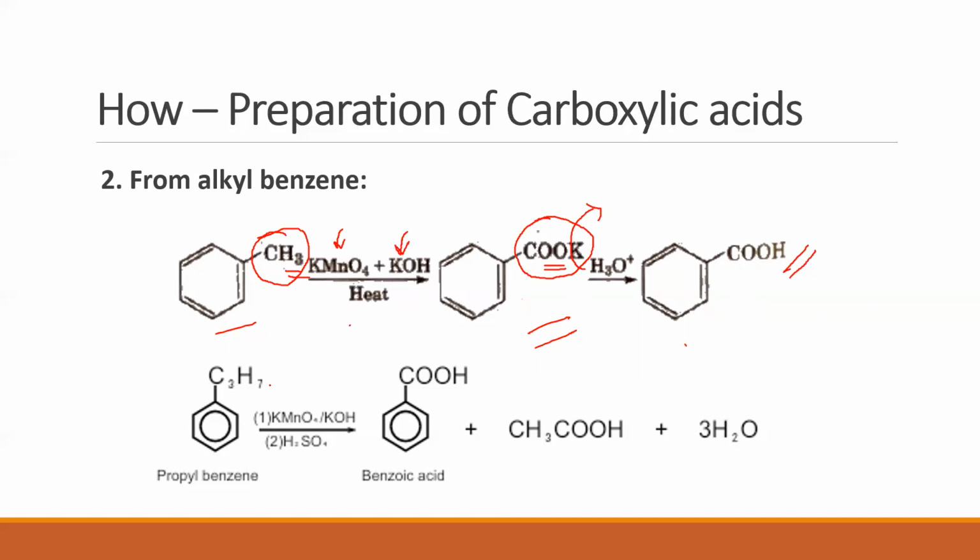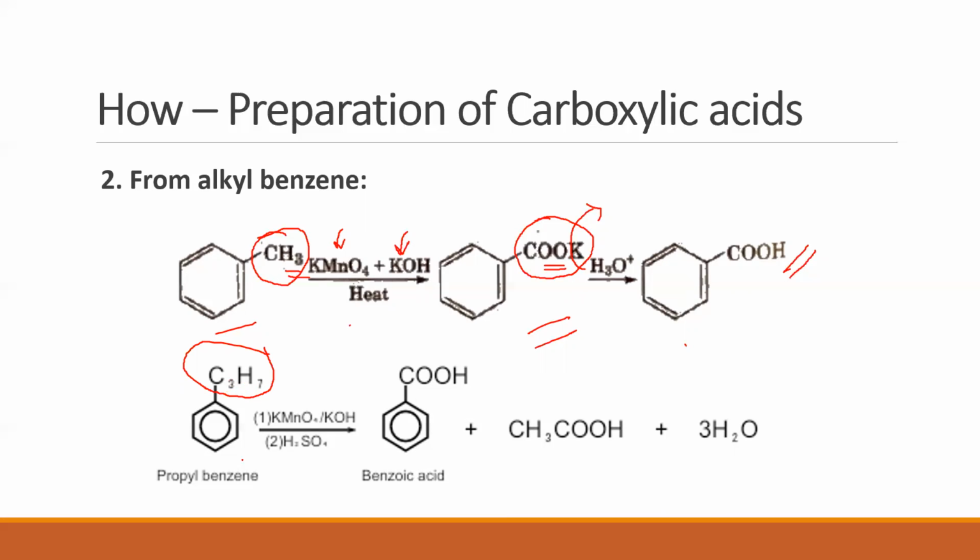This is one more example. Here we are taking propyl benzene. Now the earlier one was methyl benzene, which is nothing but toluene. Here we are taking propyl benzene, where the substituent is a propyl group, C3H7.